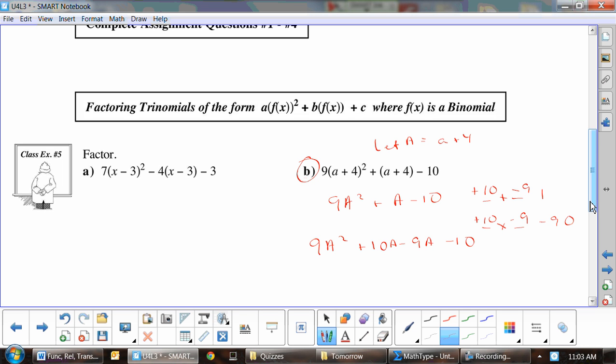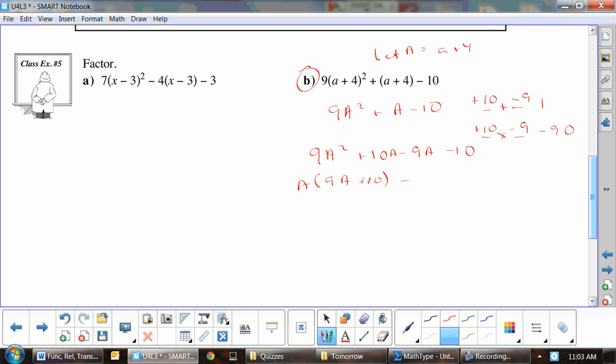Okay, what would I be taking out of the first set? a is the best I can do. So it would leave me 9a plus 10. In the second set, negative 1, 9a plus 10. I would take out my 9a plus 10, and then a minus 1. Now, if you cannot go any farther, that's where you kind of draw the line. I can't go any farther. It's time to actually put my a plus 4 back in.